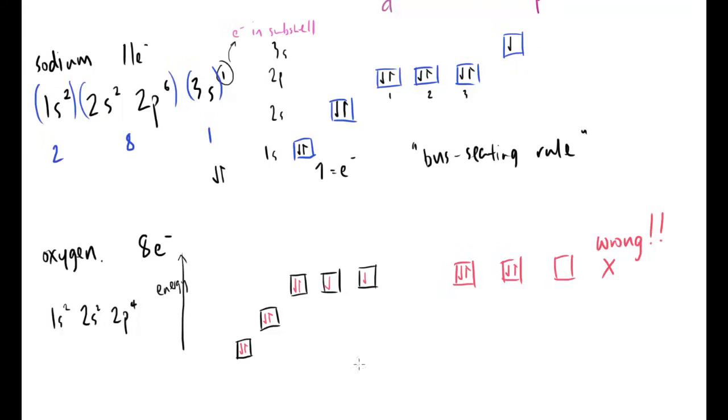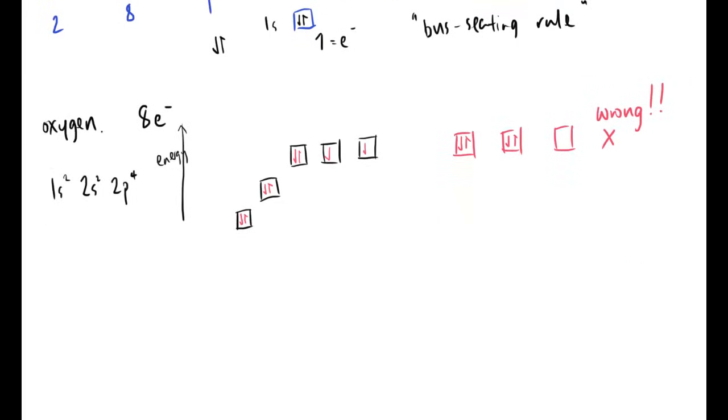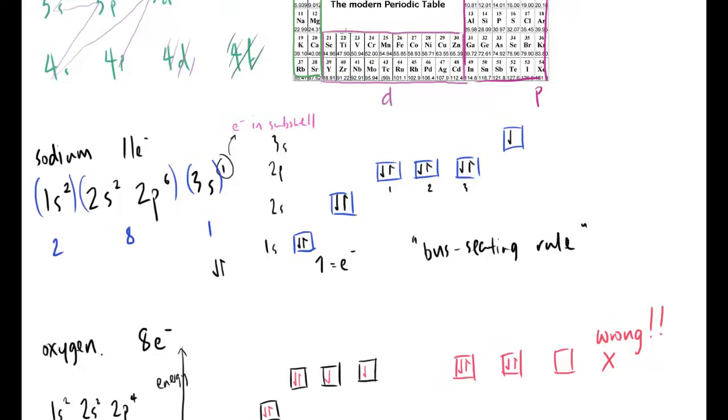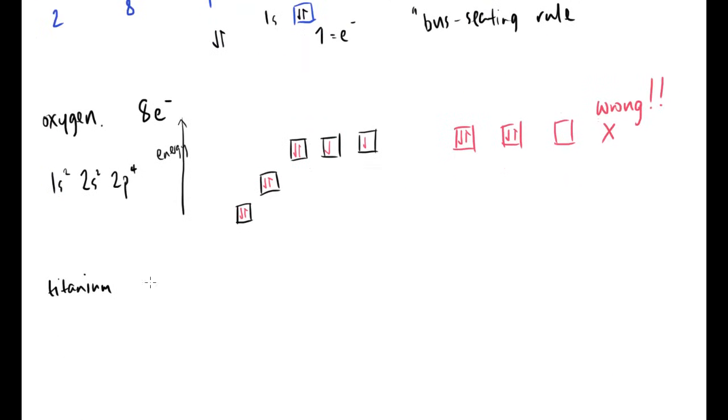Okay, I'll go for another one just to take it a bit further. We'll do titanium, because we've done some fairly tame ones so far. We'll go into that d block now. So titanium, if you look on a periodic table, and hopefully titanium's on here, yes it is, 22 there. So 22 electrons. Let's have a go at titanium. Here we go.